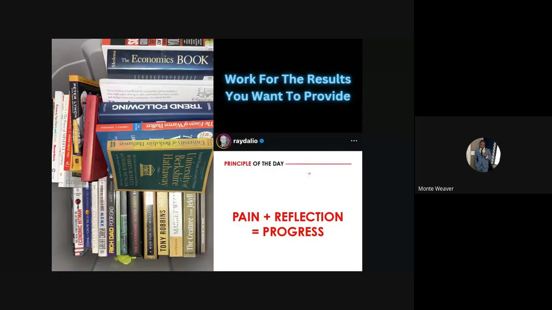Next, work for the results that you want to provide. These are all the books that I have, right? And I told you, I've read over 20 books on investing. You can see Tony Robbins, Changing World Order, Rich Dad Poor Dad, right? Berkshire Hathaway, Trend Following, that's the book I just finished, 600 pages later, right? You have to work for the result that you want to provide. I'm going to work and put the work in.